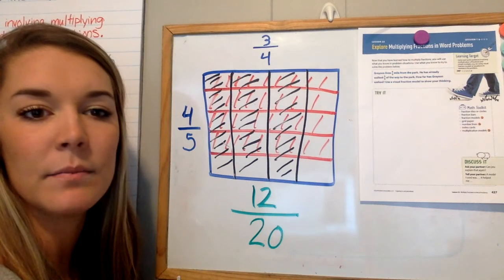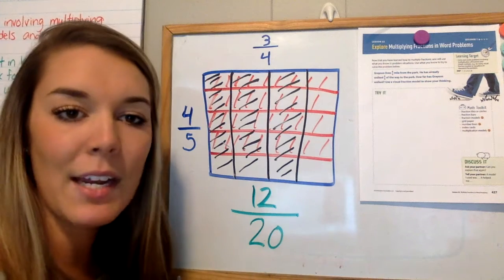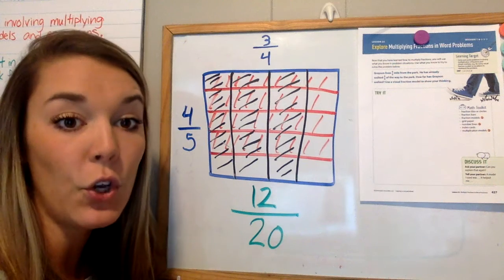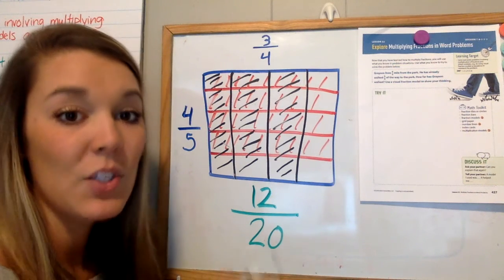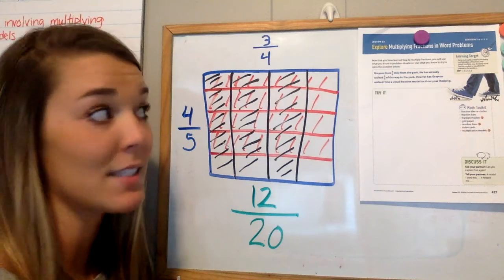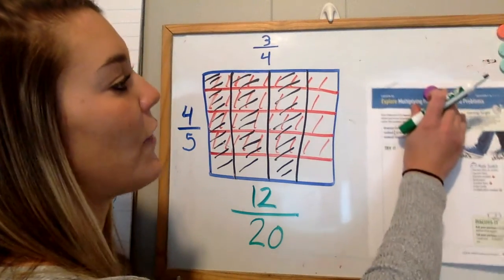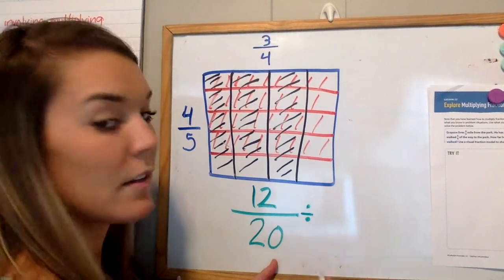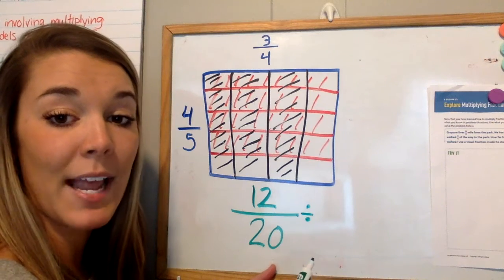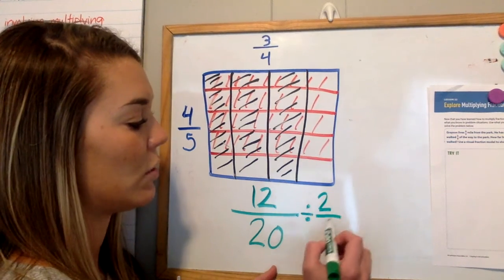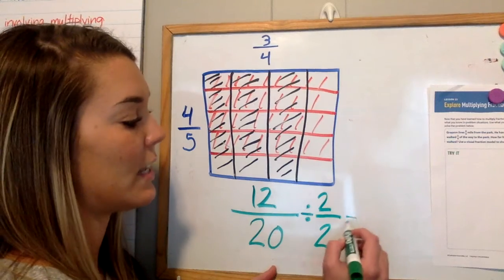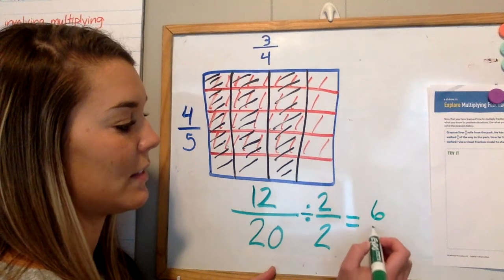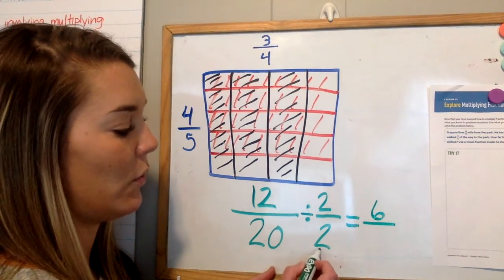Something tells me I'm not done because these are pretty big numbers, and I notice they're both even. If a number is even, that means 2 can always go into it. So I'm going to simplify this. This is what we practiced last week, okay? So when I simplify, I'm going to divide the numerator and the denominator by the same number, which is going to be 2. So divided by 2/2. What is that going to get me? So 12 divided by 2 is 6. 20 divided by 2 is 10.